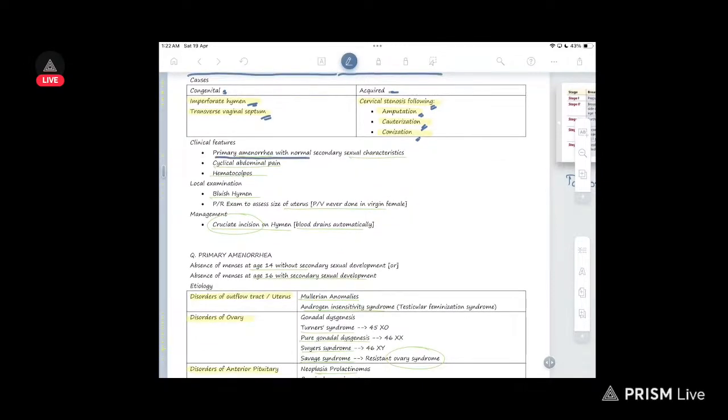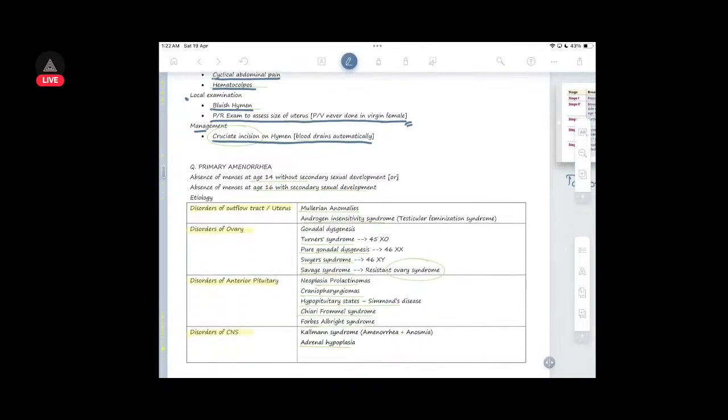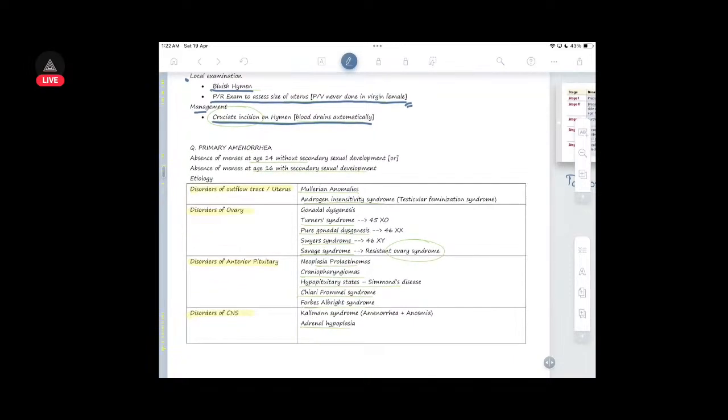Primary amenorrhea with normal secondary sexual characters, cyclical abdominal pain will be there, and hematocolpos will be there. On local examination, you will have a bluish hymen. Per rectal examination to assess the size of the uterus. PV is never done in a virgin female. Then management is cruciate incision in the hymen. Blood drains automatically.